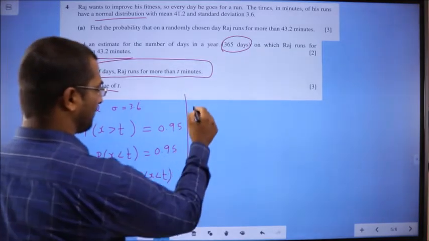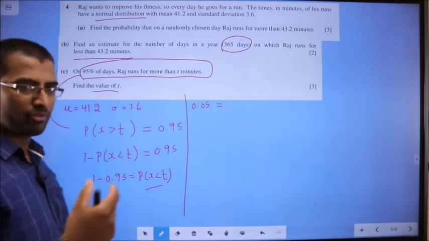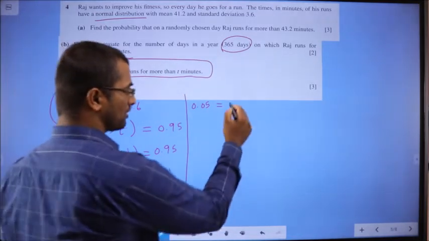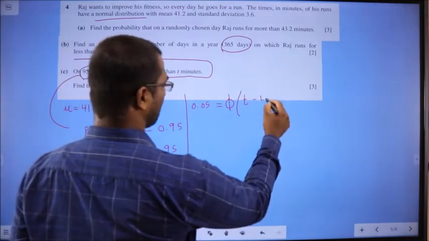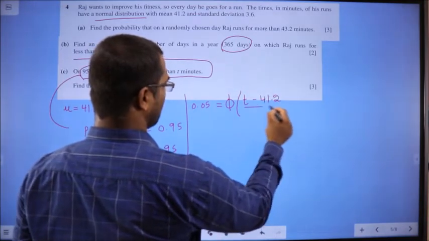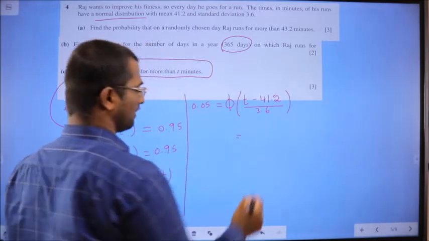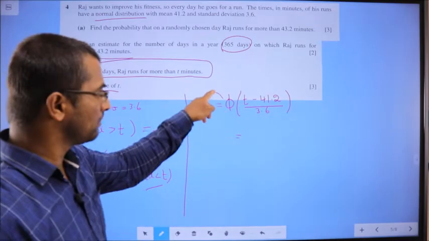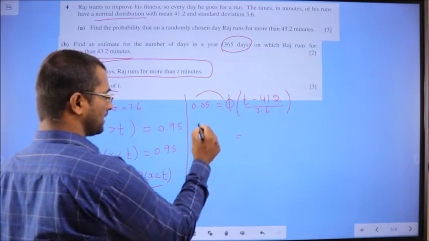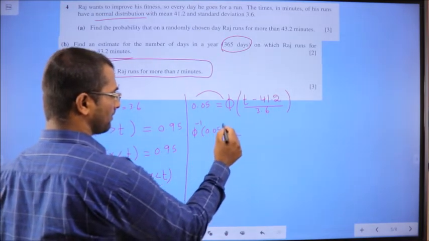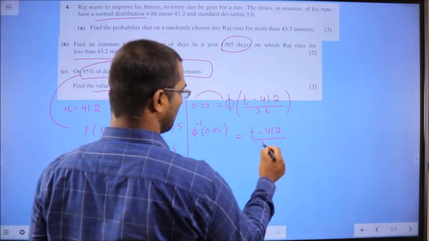1 minus 0.95 is 0.05. Here there is a less than symbol, so I can bring phi into the sum now. So here it is phi of (t minus mean 41.2) by standard deviation 3.6. Directly I cannot calculate t. First phi should be shifted to this side. It will become phi inverse. So here it is phi inverse of 0.05 is equal to (t minus 41.2) by 3.6.